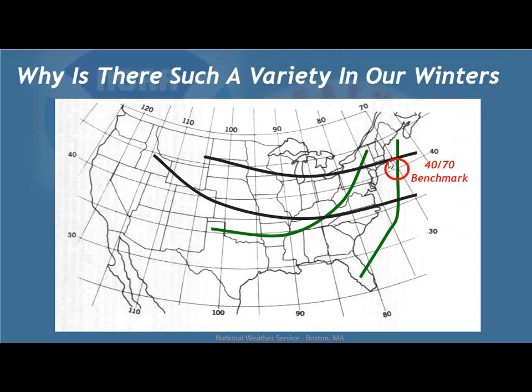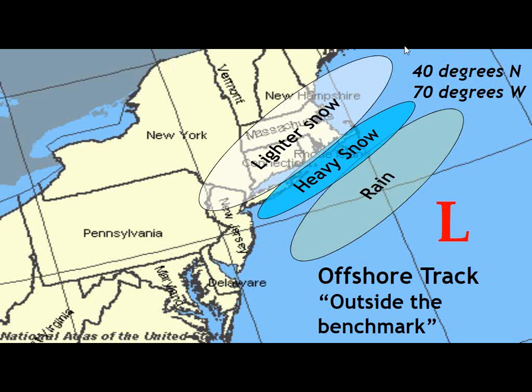So the one thing we always want to refer to here is the 40-70 benchmark. That's latitude of 40 degrees north, 70 degrees west. We refer to that in our forecast discussions all the time, so I'm sure many of you are familiar with that. But why is that important?